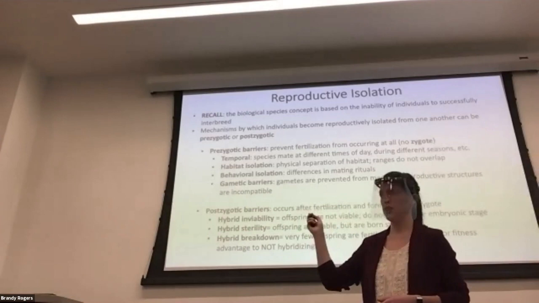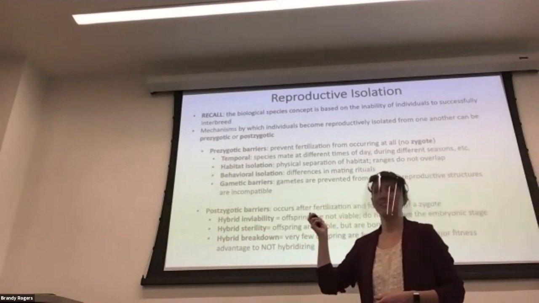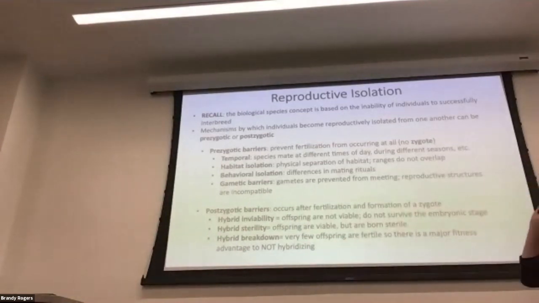What does that mean, do you think? What's the zygote? The fertilized egg. Yeah, the very first cell, right? Let's say you have two haploid gametes and they fuse, you end up with a diploid cell that then divides to become the organism, yes? So that first cell, that's your zygote. So pre-zygotic barriers are those that keep a zygote from forming at all.